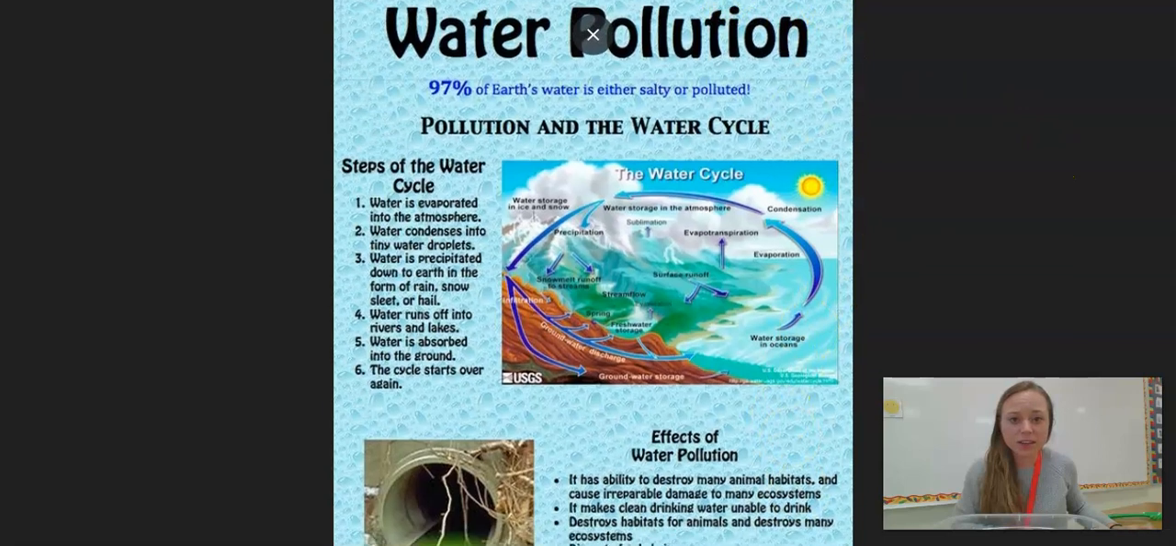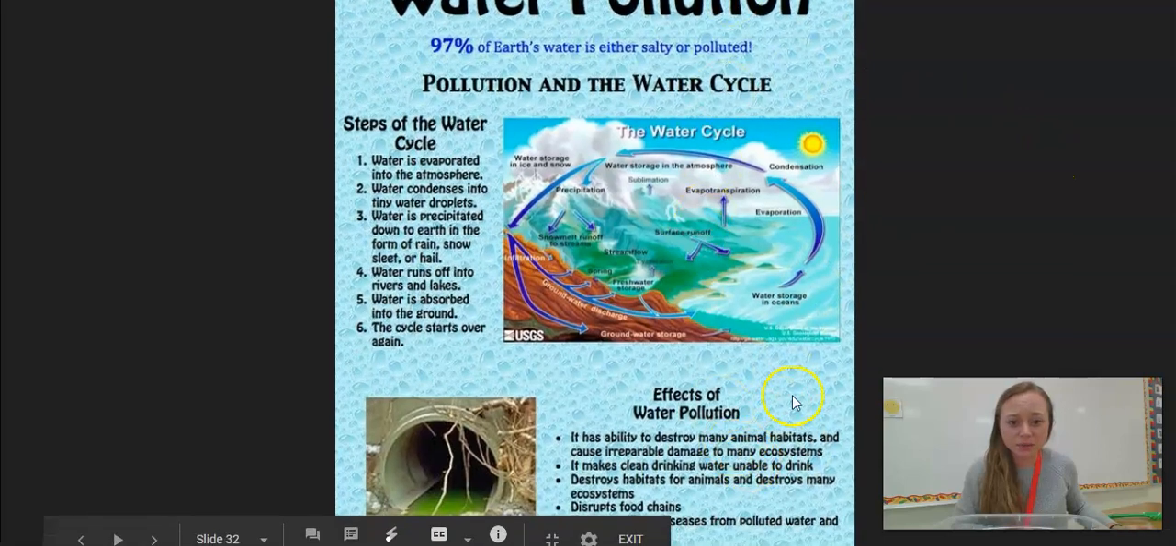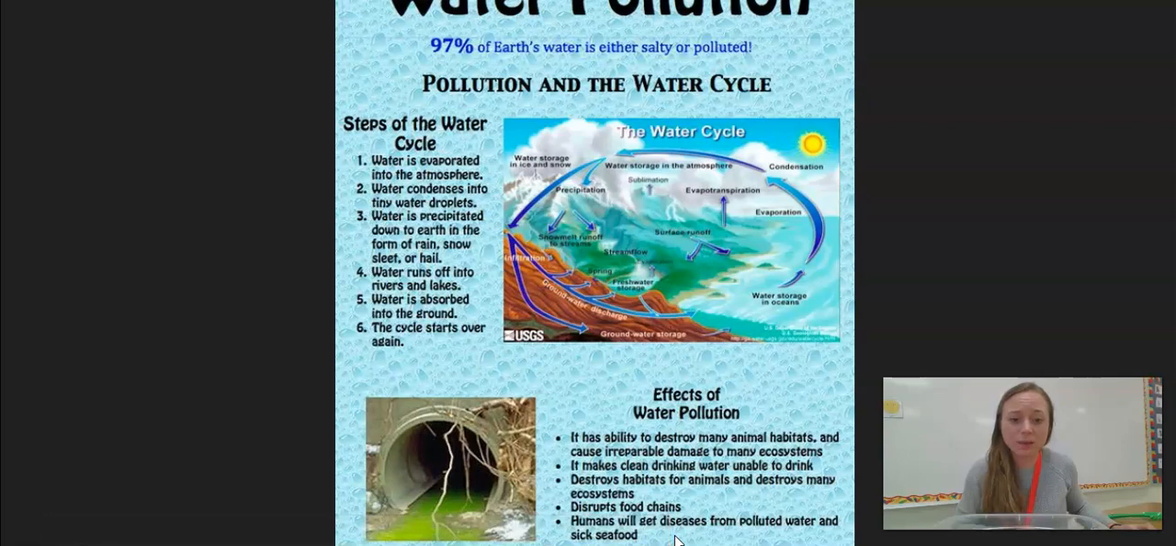Here are some of the effects of water pollution. It can destroy many animal habitats, so their homes, and cause damage to many ecosystems. It makes clean drinking water unable to drink. It disrupts food chains, and it can cause diseases and make people and animals sick.